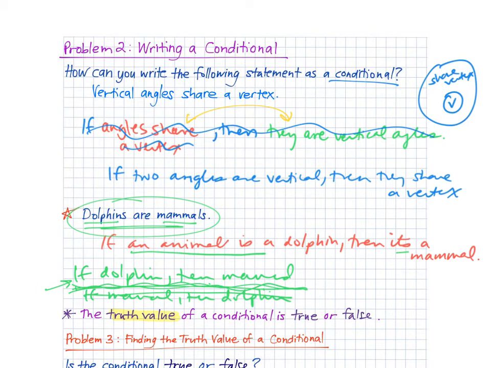Okay, and we were talking about how these two statements were true, and so are our conditionals. And now we're going to talk about the truth value of a conditional. The truth value of a conditional is true or false, right? You can have a conditional that's wrong. This was still a conditional, even though it said if angles share a vertex, then they are vertical angles. This one just happened to be false. Its truth value is false. This one was true, and this one was false. Okay, so now we're going to talk about the truth value.